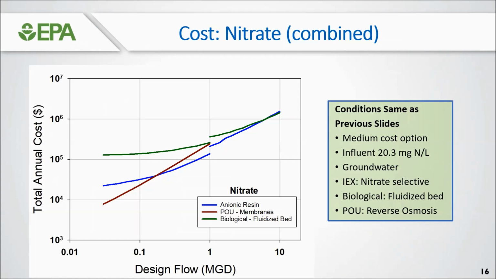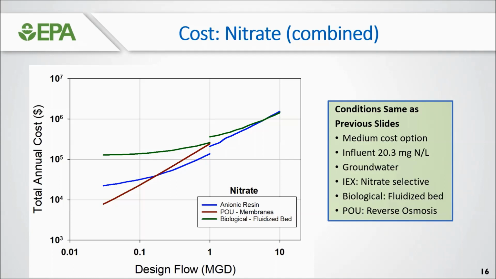So this is for nitrate. They're all plotted together. The red is the point-of-use membranes for 1 million gallons a day and lower. The anaerobic membranes, or anaerobic biological fluidized bed, is in green, and the anion resin is in blue. And you can see for very small systems that the point-of-use devices cost out as the cheapest option. And this is why sometimes they say point-of-use devices can be considered for very small systems and are cost-effective.